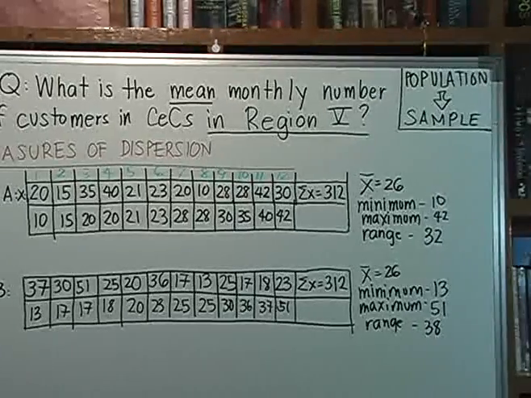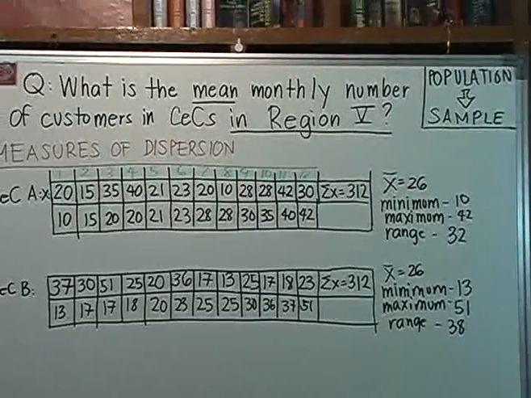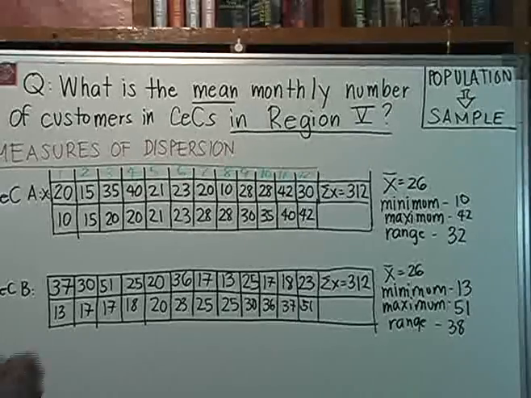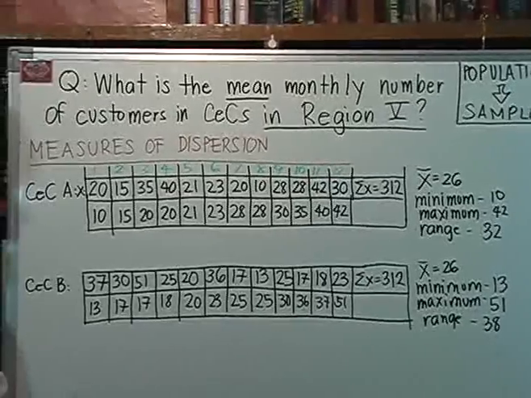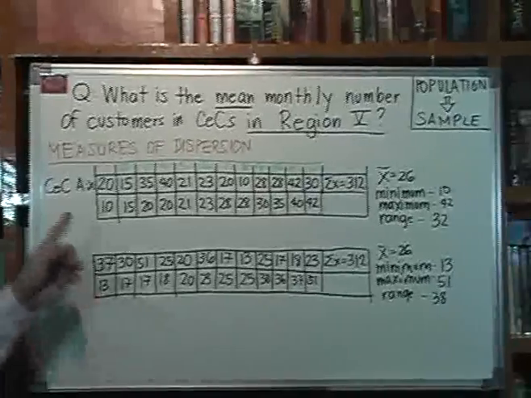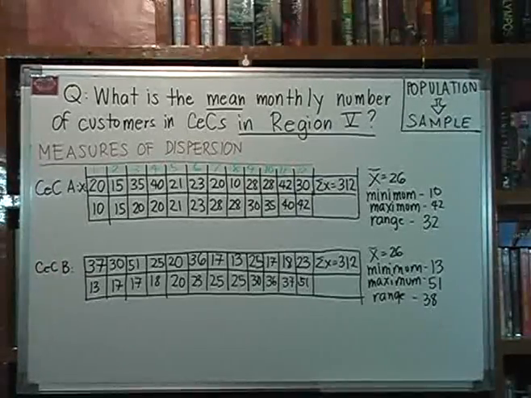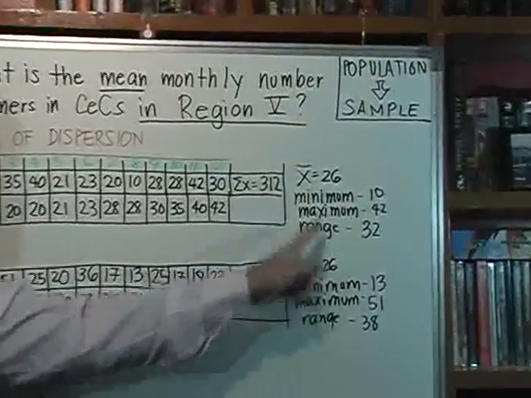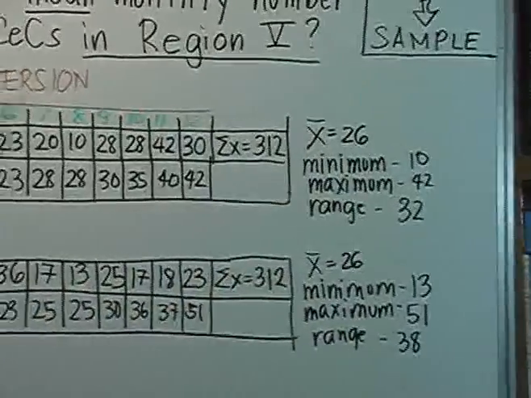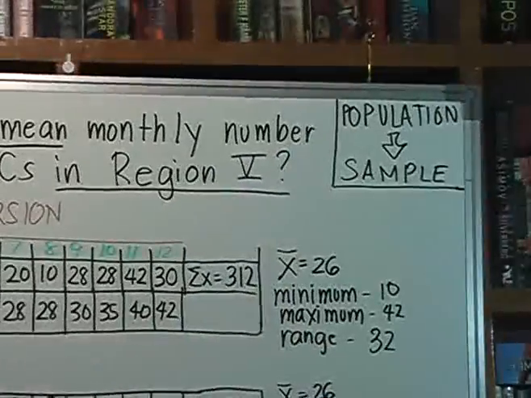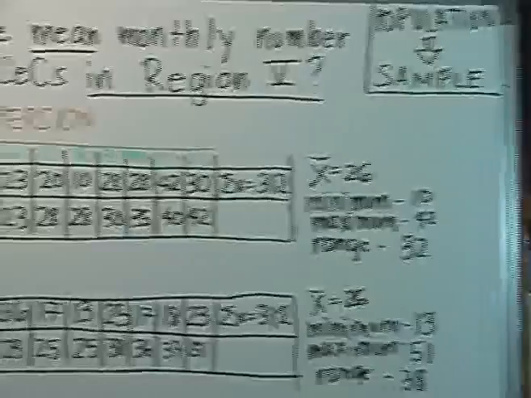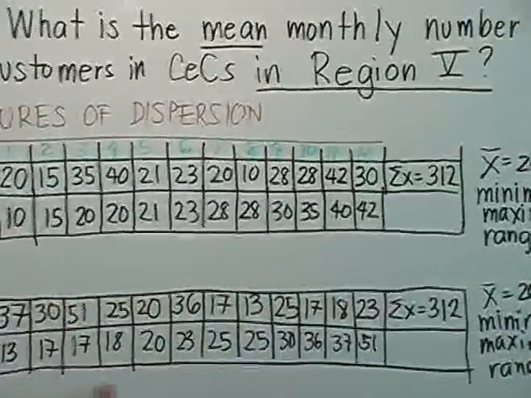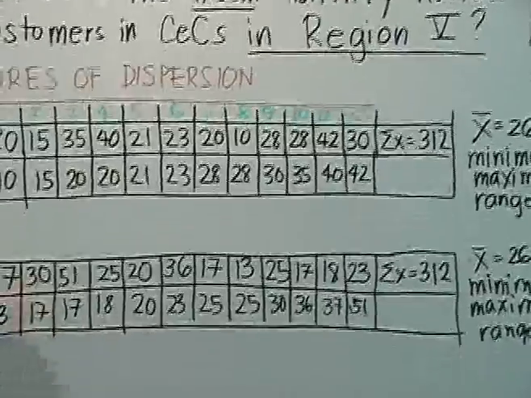I think the three simplest measures of dispersion that we can talk about would be minimum, maximum, and range. So for example, using the same example of CECA and CECB, let's say that we've computed our mean to be 26. The mean monthly number of customers in both CECs is 26. We've ordered the data sets in both CECs, so we can easily get the minimum.